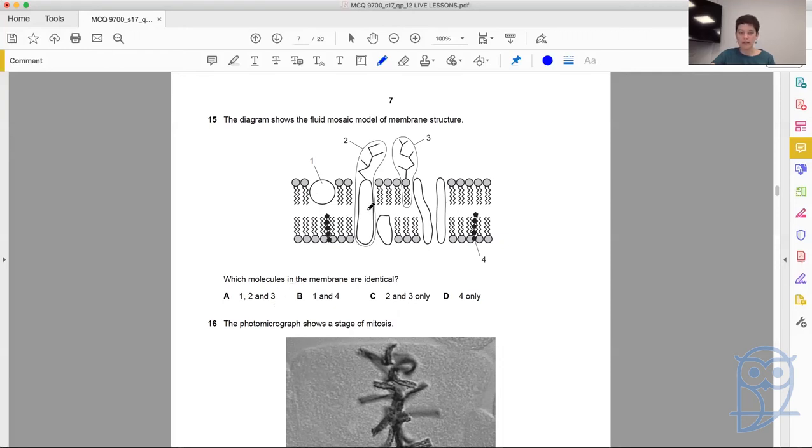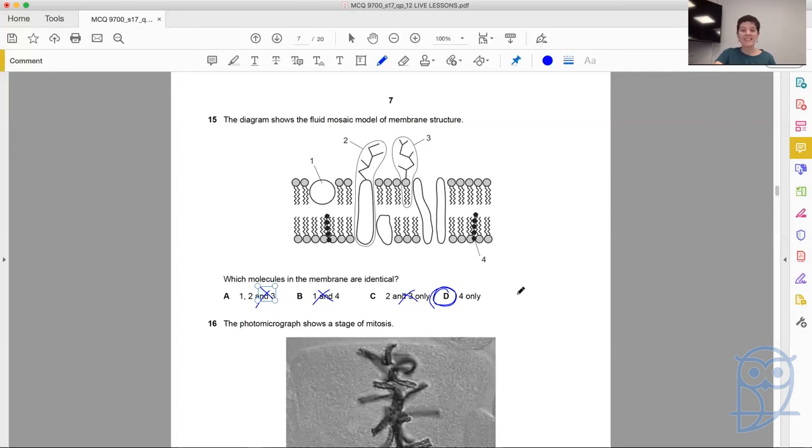No, that's a protein, that's a glycoprotein, that's a glycolipid. 1 and 4, we have a protein and, sorry, it's gone out of my head, I just said it, cholesterol. 4 is a cholesterol. So we have a protein and a cholesterol. They are not identical. 2 and 3. Glycoprotein, glycolipid. Not identical. 4 only. Well, it's the only thing that makes sense. It's not identical to anything else, but it is identical to the other cholesterol molecule that is in the membrane.